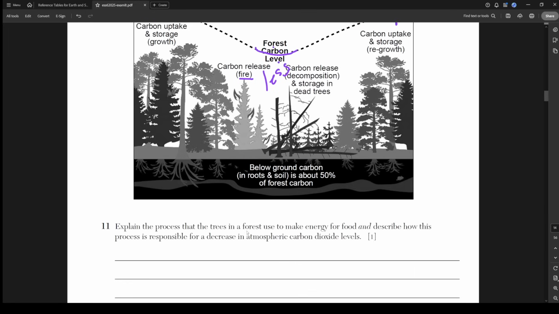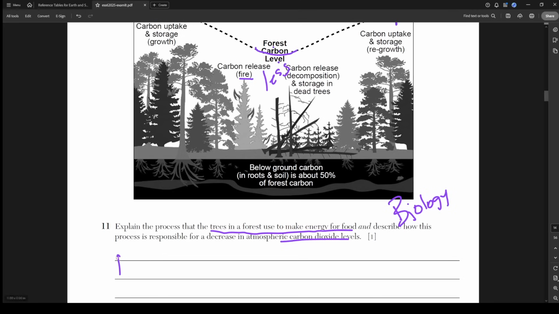Explain the process that the trees in a forest use to make energy for food. Okay. And describe how this process is responsible for a decrease in CO2 levels. So, unfortunately, this is a biology question. There is a standard in Earth and space science about photosynthesis, though. So, I don't know why they put it in here, but it is.